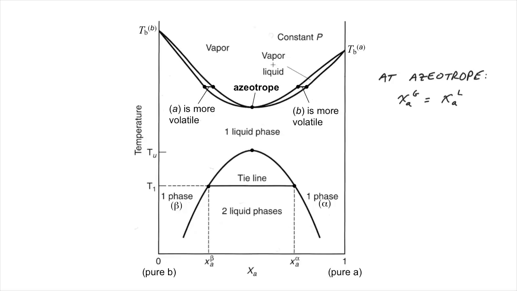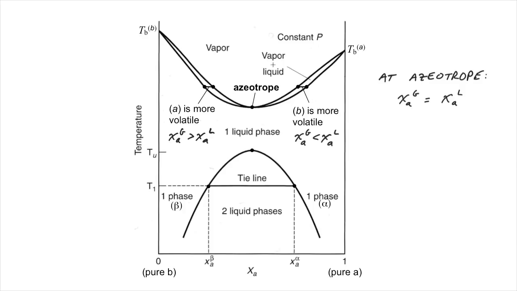To the left of the azeotrope, the mole fraction of A in the gas is higher than in the liquid at equilibrium, meaning A is more volatile than B. But to the right of the azeotrope, the mole fraction of A in the gas is lower than in the liquid at equilibrium, meaning A is less volatile than B.